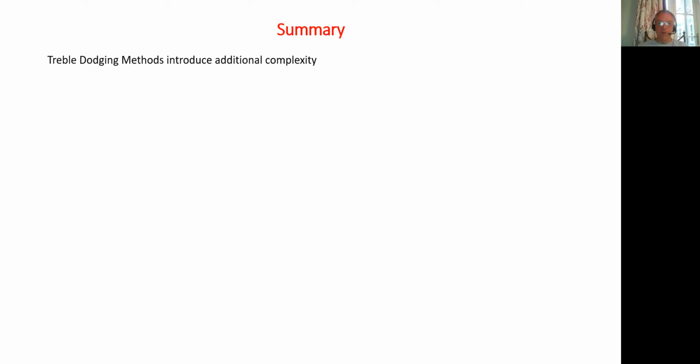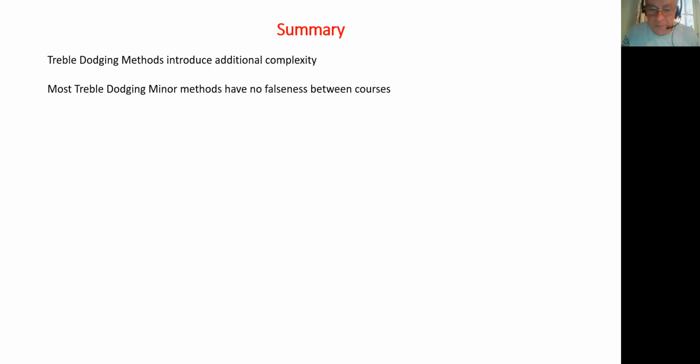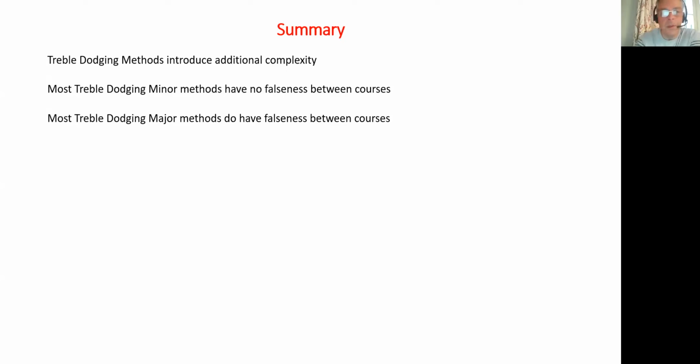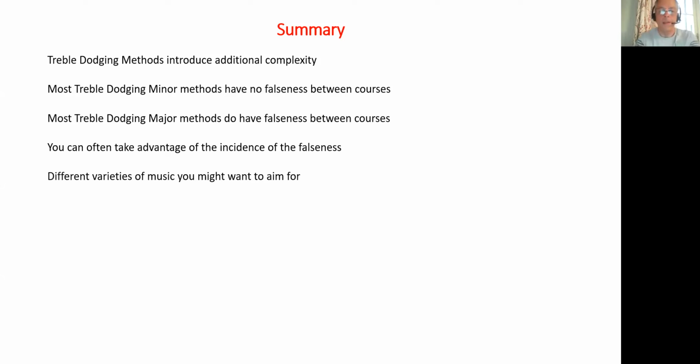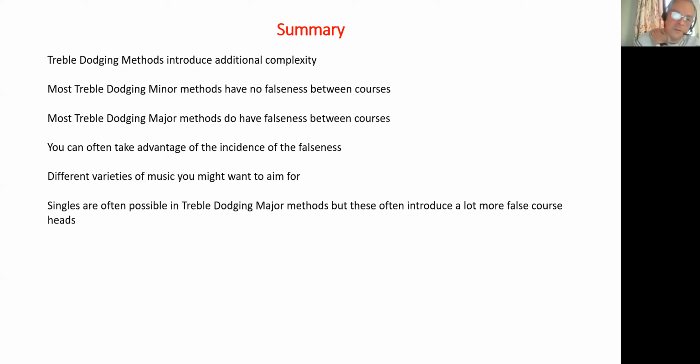So just to summarize what we've gone through today, hopefully you'll have seen that trouble dodging methods introduce quite a bit of additional complexity. Most trouble dodging methods don't have any falseness within courses. I showed you one that did, but we tend not to ring those. In contrast, most trouble dodging methods do have falseness between courses, although there are some that don't. But you can often take advantage of the incidence of the falseness, so you can still manage to produce a reasonable composition. We looked at a few of the different varieties of music that you might want to aim for.